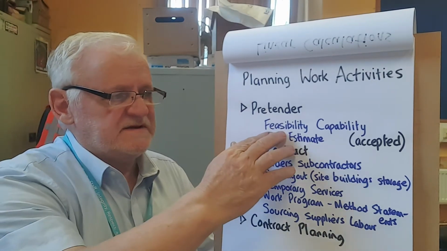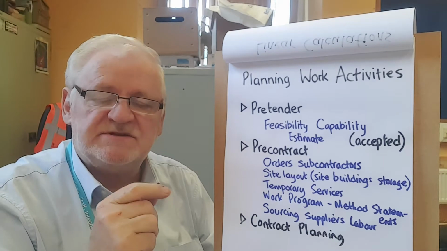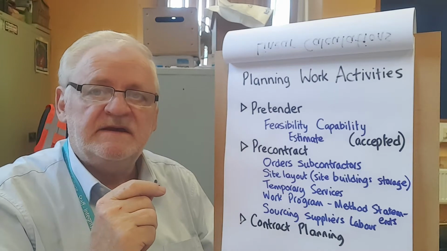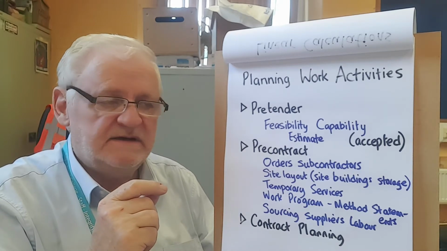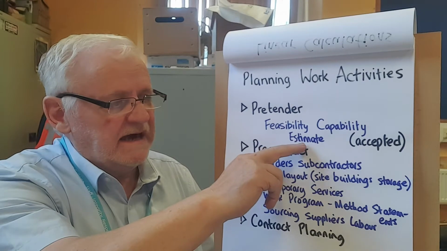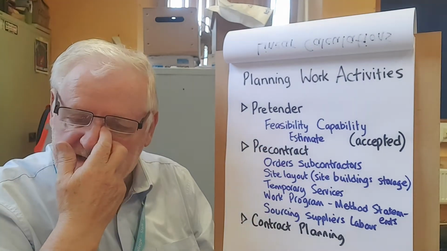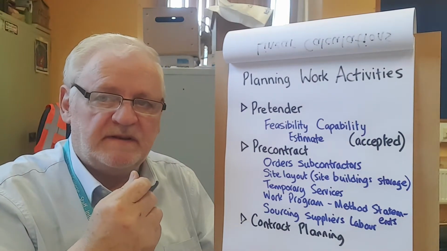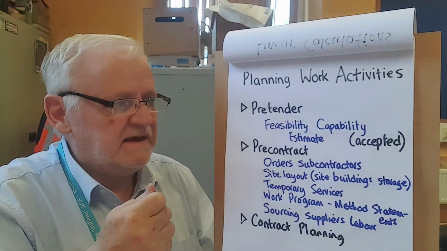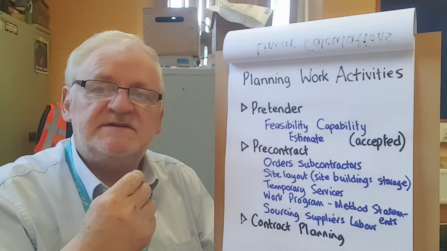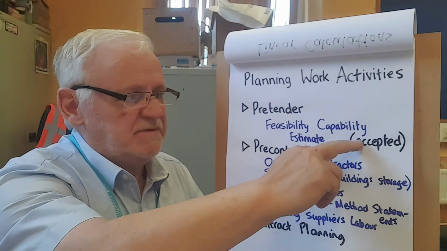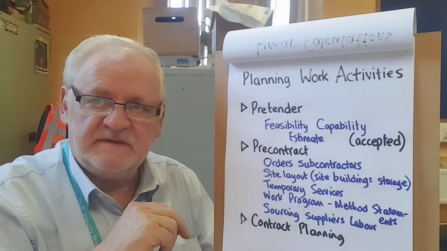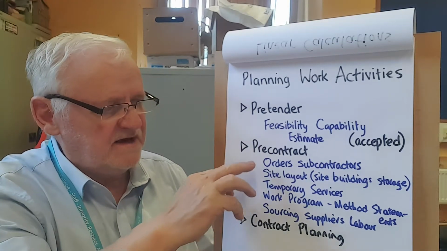And once the feasibility and the capability has been established that we can actually do this work, and we do actually have the ability in terms of staff and equipment and so on, we then do an estimate, and the estimate is presented. It's either going to be an estimate or it's going to be a quotation, but we're talking about the estimate at the pre-tender stage. And eventually that estimate is turned into a fixed price, and we're assuming that at that stage the fixed price is then accepted. The next question we've got to ask ourselves is pre-contract.